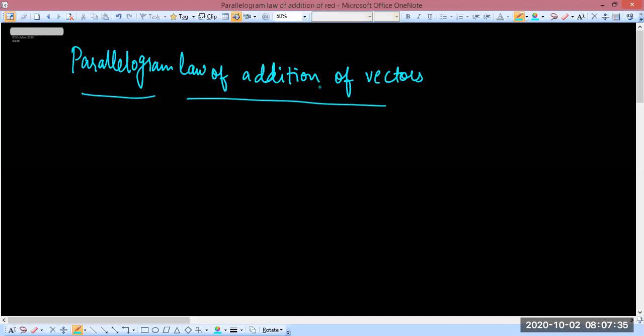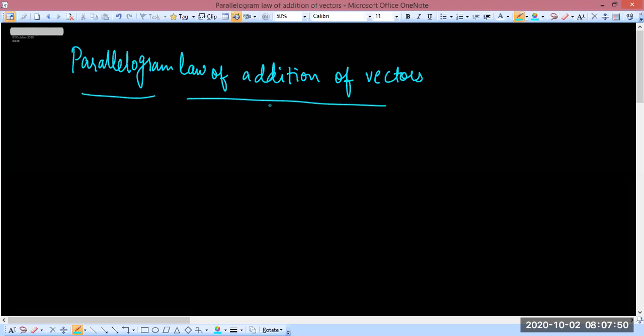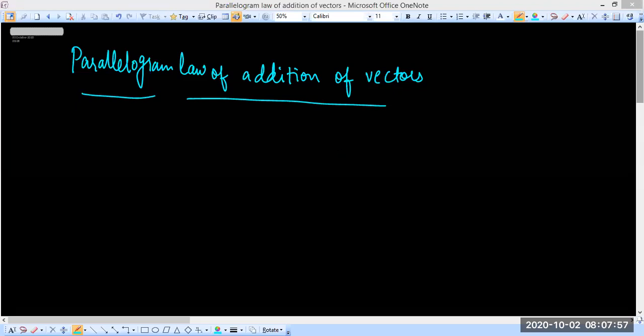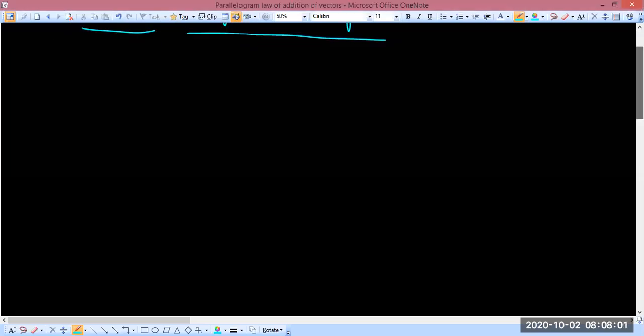Now what this law is, it's just one more way to add vectors. Okay, we have already studied triangle law. This is one more way to add vectors. Okay, so now let's see what this law is, and what are the steps.